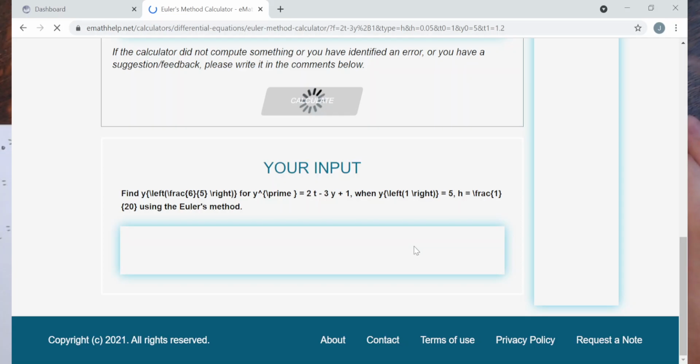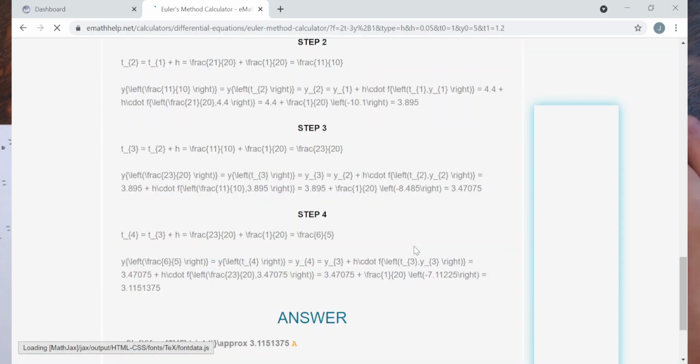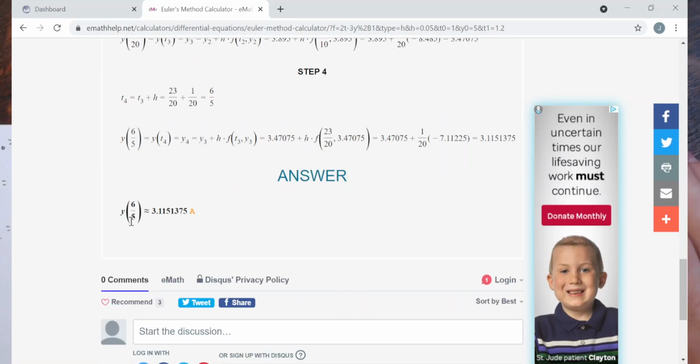Basically, the final approximation, 3.1151, exactly what I wrote down a second ago. It all clears up nicely. So y at 1.2 is approximately 3.1151, just as I did. I didn't write out all the steps by hand. I might ask you to if I test you on it. But yeah.